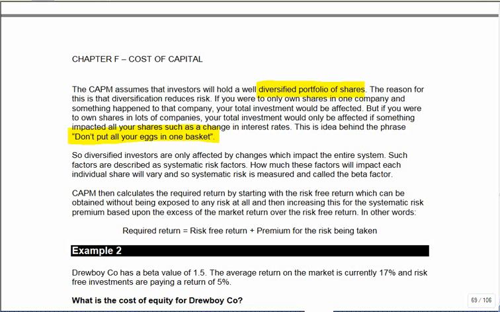And this is the idea of investing your money. If you invest all your money in one company and that company gets into difficulty, you lose everything. Whereas if you invest your money in lots of different companies, and one gets into difficulty, that doesn't matter as much. And so this is the basic idea behind the capital asset pricing model.